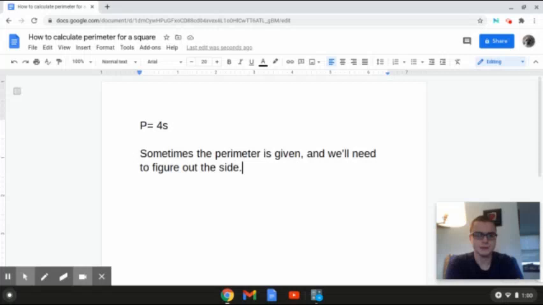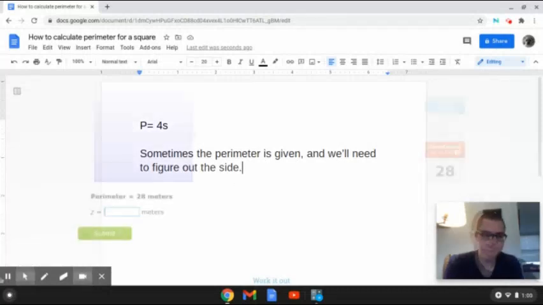Today, I will be showing you how to calculate the perimeter of a square. So let's jump right into the video. Okay, so the way that we're going to be calculating the perimeter for a square is by multiplying 4 times the side of the square. Sometimes the perimeter is given and we'll need to figure out the side. So let's try a few problems together.